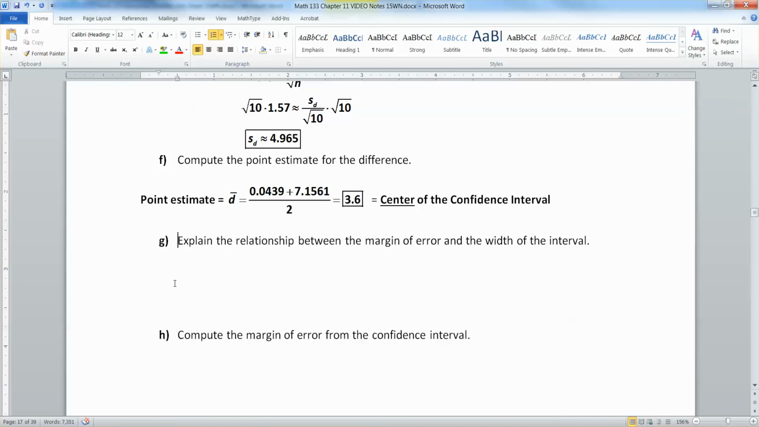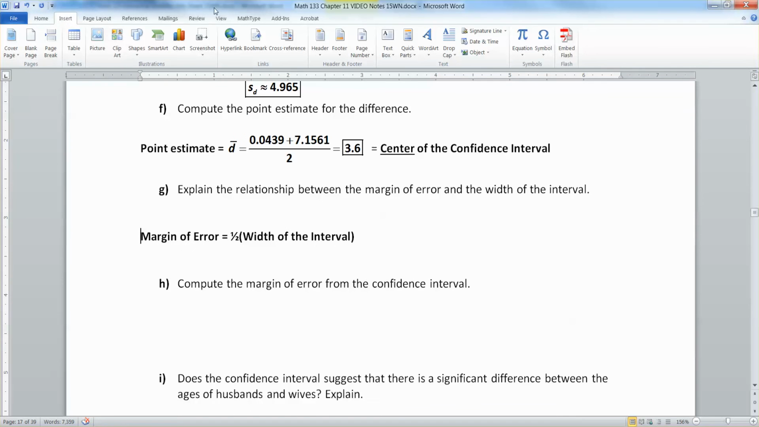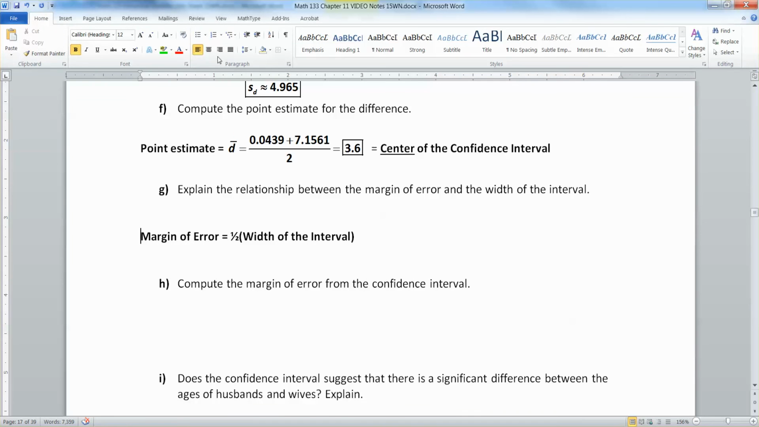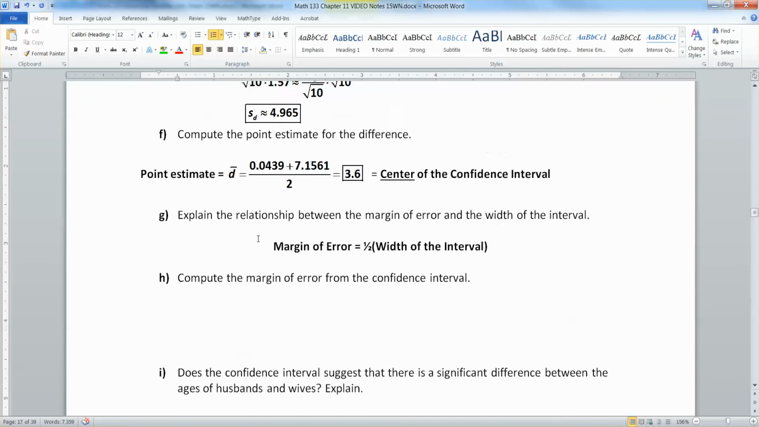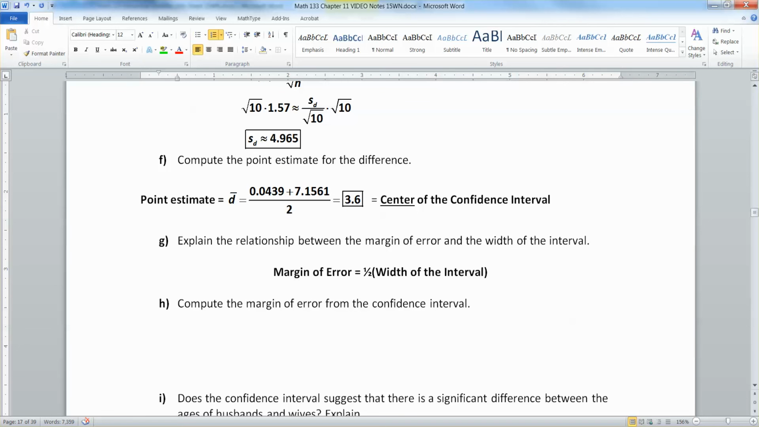So now we have to remind ourselves of the relationship between the margin of error and the width. Just a little reminder, margin of error is half the width of the interval, right? So you have from the edges to the center, that would be your margin of error. So if we want to compute our margin of error from the confidence interval, what we want to do is take the higher minus the lower and divide it by 2. So take half the width of the interval.